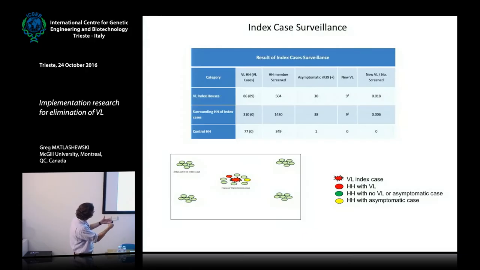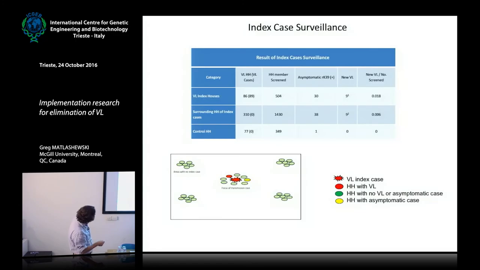So as soon as there's VL, we go in and do screening. And then we're also looking at surrounding houses to the VL. And we're also looking at, in the same village, houses which are far away where there's no cases. So we're looking at houses, their neighbors, and houses which are far away. And then we're screening family members in these areas as well. And in the VL houses, we identified 30 RK39 positive and 9 new VL cases over the next 6 months. In the houses surrounding the VL house, we had, again, 38 asymptomatic cases and 9 new cases of visceral leishmaniasis. And in the controls, the houses which are far away, we're not seeing much happening.